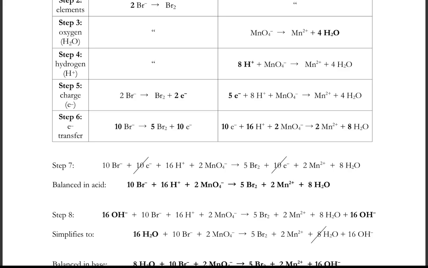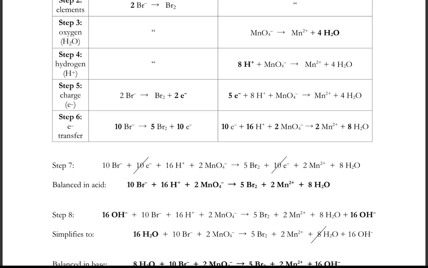We have 10 Brs on the left side. We have 5 times 2, or 10 Brs on the right side. We have 16 H's on the left side. We have 8 times 2, or 16 H's on the right side. We have 2 Mn's on the left side. We have 2 Mn's on the right side. And oxygen, we have 2 times 4, or 8 O's on the left side. We have 8 O's on the right side. So element-wise, we're balanced. Now let's look at charge.